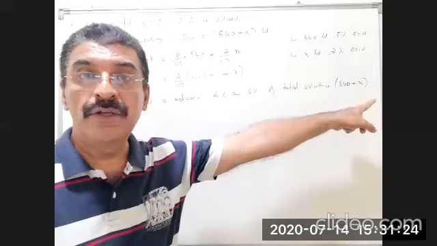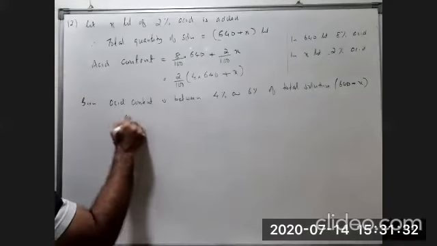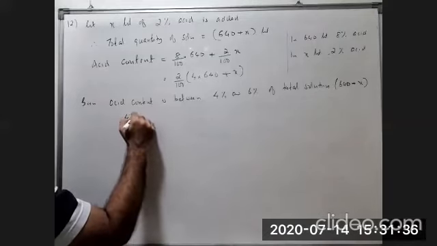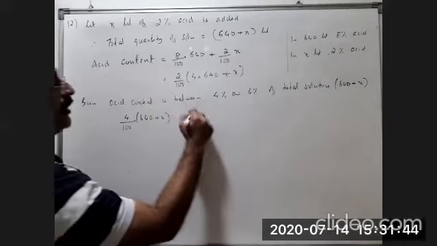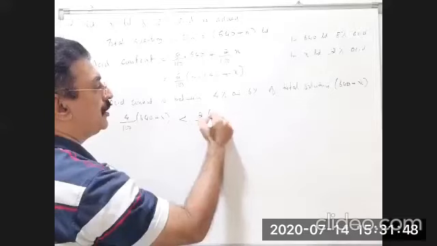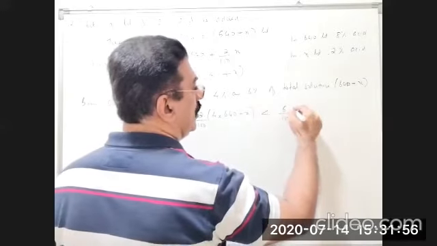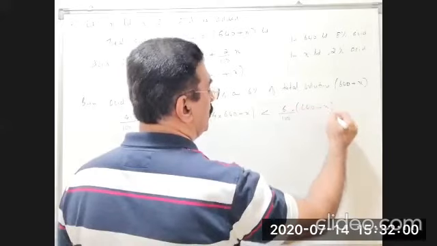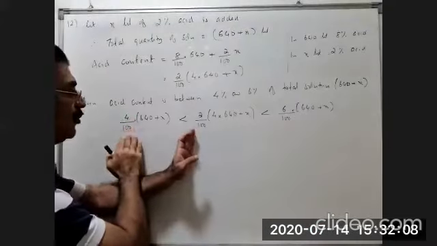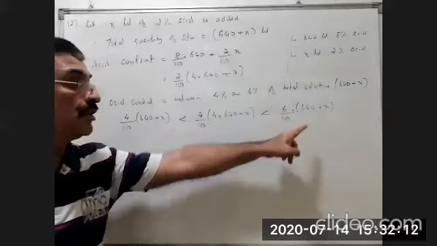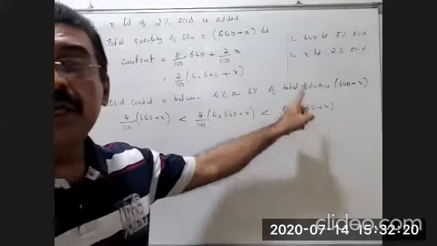So the acid content in the total solution should be between 4% and 6%. That means 4 by 100 of what? 640 plus X, less than the acid content. What is the acid content? 2 by 100 into 4 into 640 plus X, less than 6 by 100 into 640 plus X. See that? This is the acid. This acid content should be between 4% of the total and 6% of the total, where the total quantity is 640 plus X.